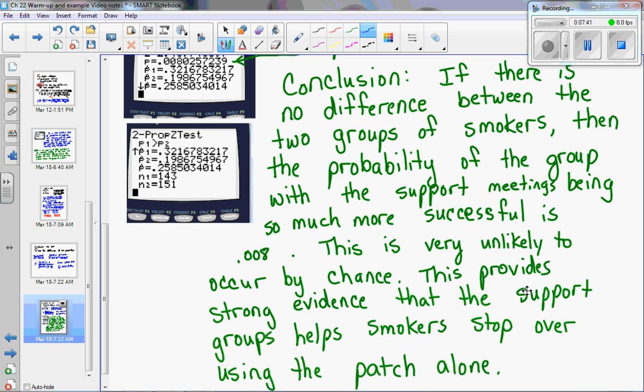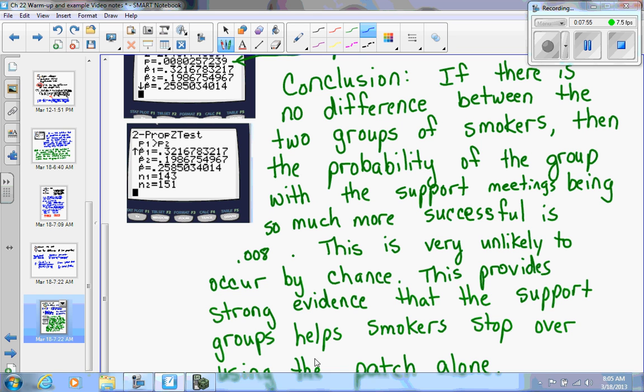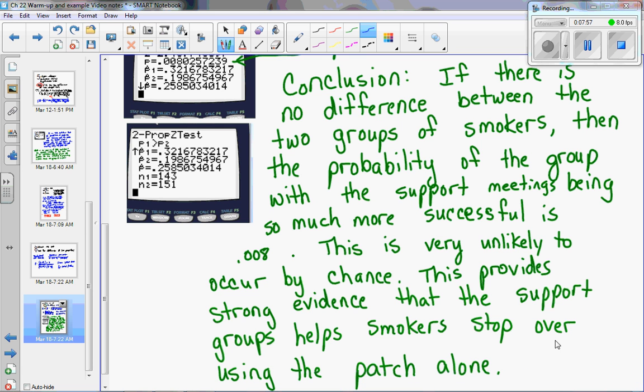So that gives you the whole process. Also notice that in my conclusion, I have defined what a p-value means. My first sentence is describing what a p-value means, and then below that, I make my decision that I have the evidence that the support group helps smokers stop smoking over using the patch alone. So this is the process for inference, both the confidence interval and a significance test for comparing two proportions.